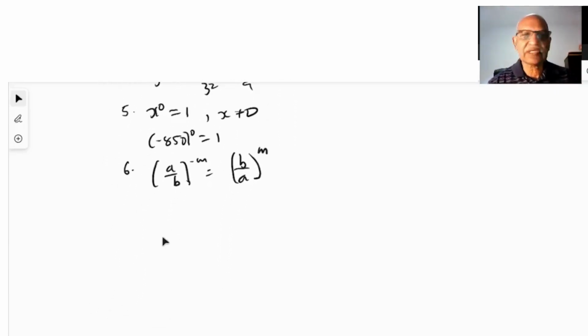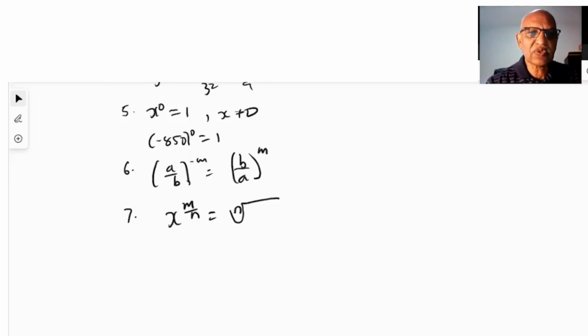Okay, so these are the basic rules here. And then I might have a radical rule, which means that x to the power of m over n, if it's a fraction, this means I have the radical, which is nth root of x to the power m, or I can write it as nth root of x, to the power of m. They give you the same answer.